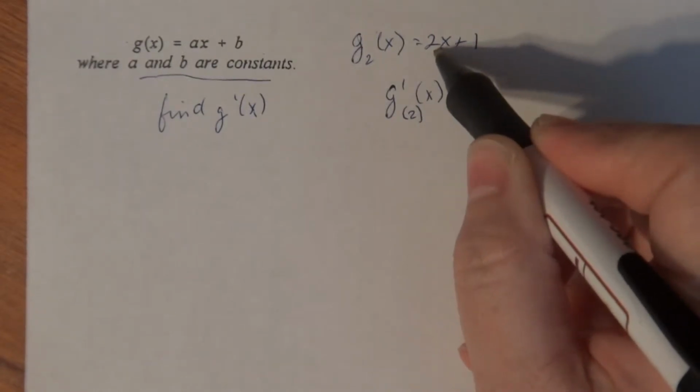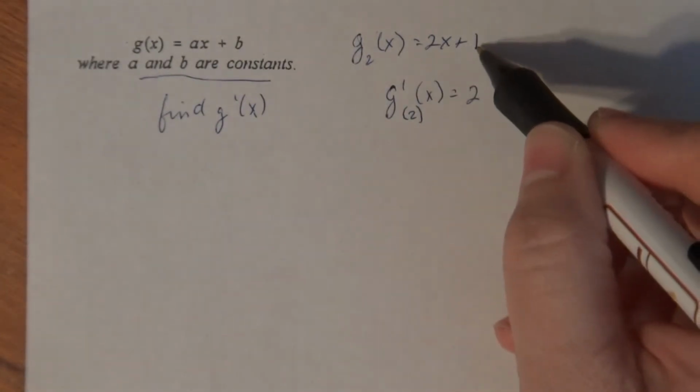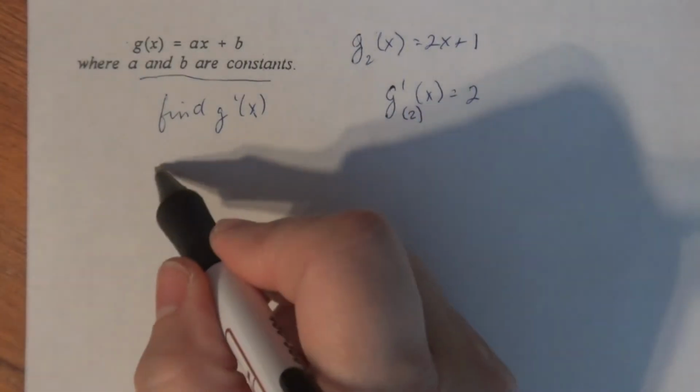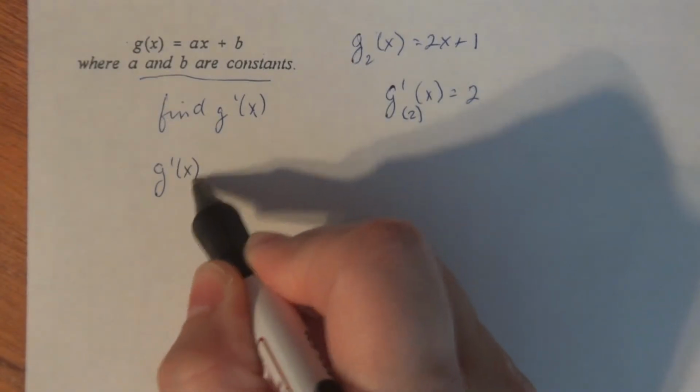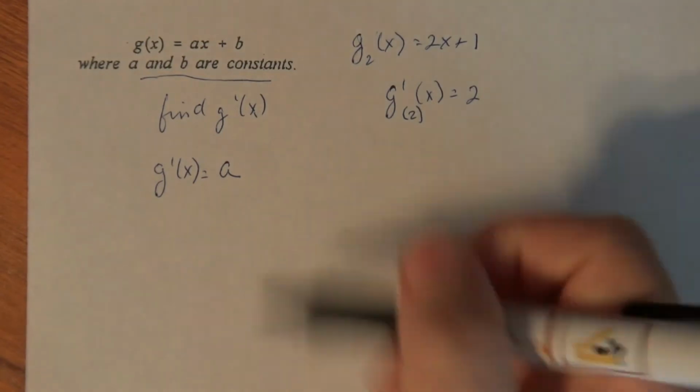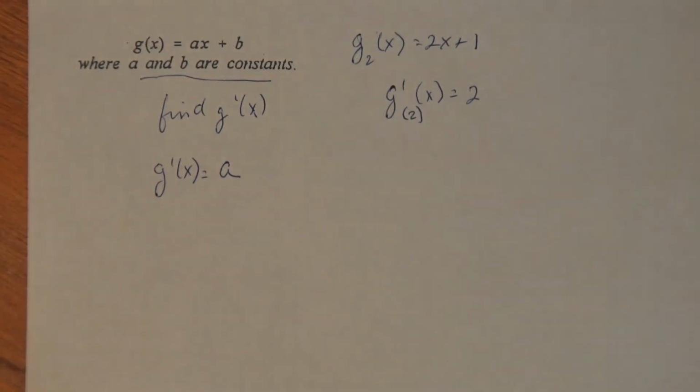that's just going to give me 2. Because the derivative of 1 is 0, the derivative of 2x is 2. So if I think about that over here, the derivative of ax is a, and the derivative of b is 0, so I'm left with g prime equals a.